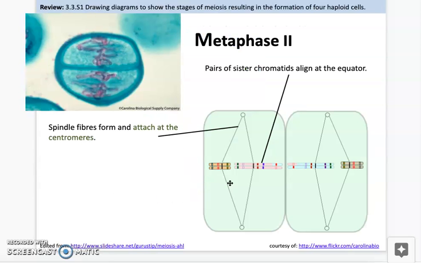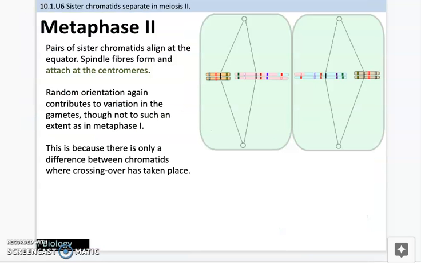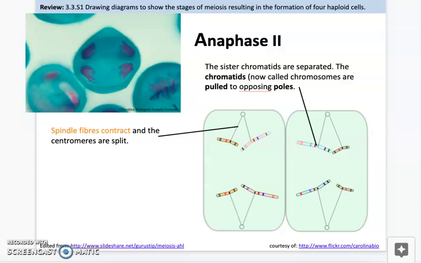Here we have metaphase 2. It's when the pairs of sister chromatids are now aligned at the equator. We no longer have the homologous chromosomes paired up, right? We just have single chromosomes paired up in the equator with their sister chromatids, right? And so this is when in anaphase 2, once we get to anaphase 2, they're actually being separated and pulled apart. The sister chromatids are being pulled apart to opposite poles of the cell to create that second division, right?